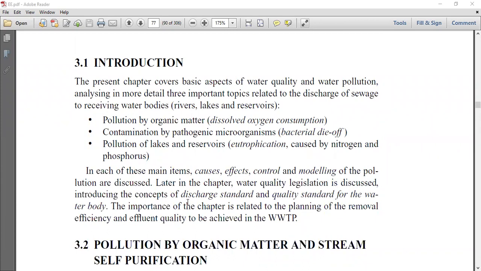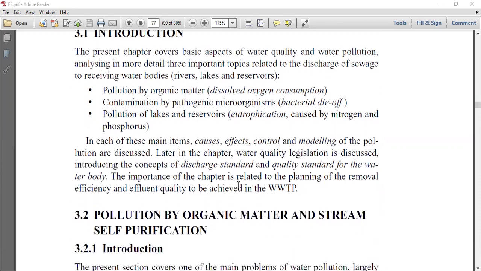Later in this chapter, water quality legislation is discussed, introducing the concept of discharge standard and quality standard for the water body. The importance of the chapter is related to the planning of the removal efficiency and effluent quality to be achieved in the wastewater treatment plant.